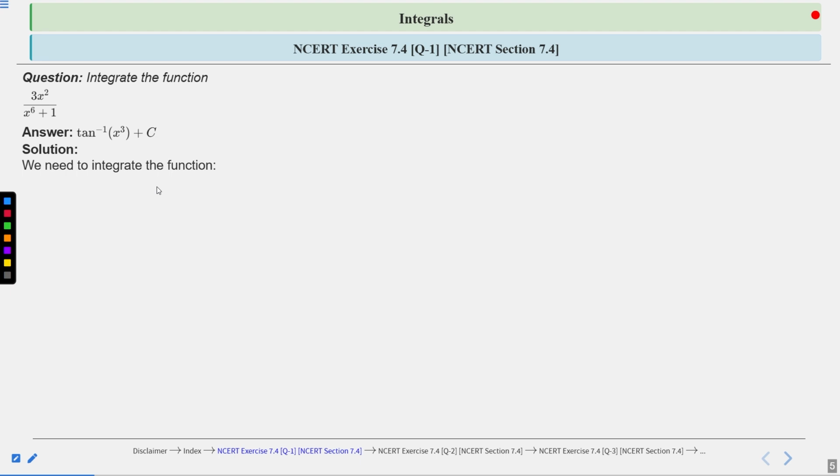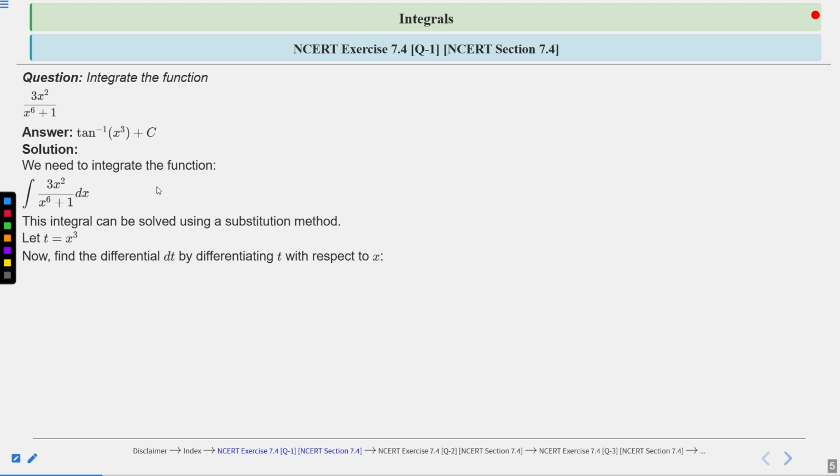We need to integrate the given function, so we can write the integral of 3x square upon x to the power 6 plus 1 dx. This integral can be solved using the substitution method. So let t is equal to x to the power 3, that is, t is equal to x cube, okay?